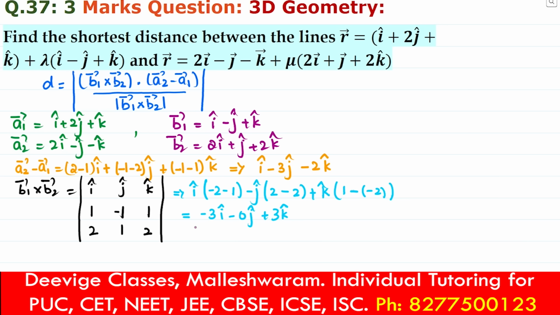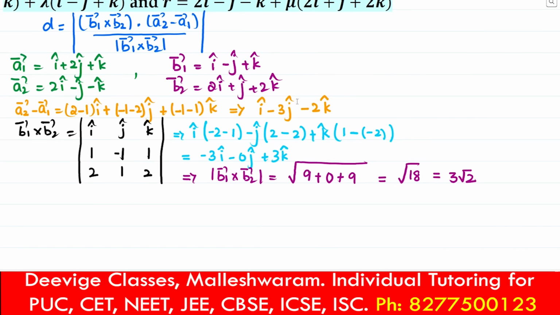And the magnitude of this vector, the magnitude of b1 cross b2, will be equal to the square root of (−3) squared, which is 9, plus 0, plus 3 squared, which is 9. 9 plus 9 is root 18, and root 18 can be written as 3 root 2. Now we have to substitute in the formula.